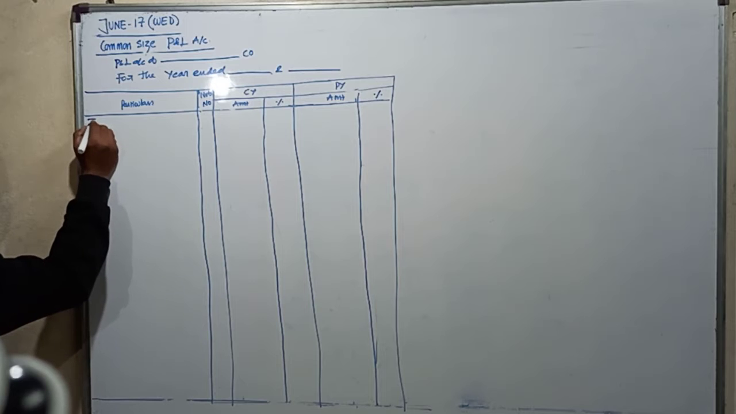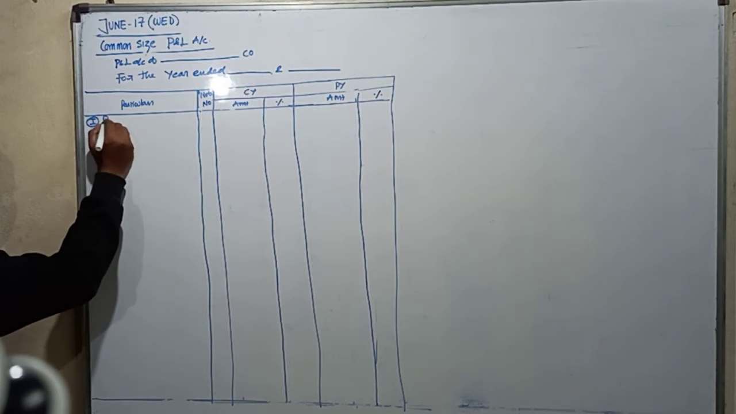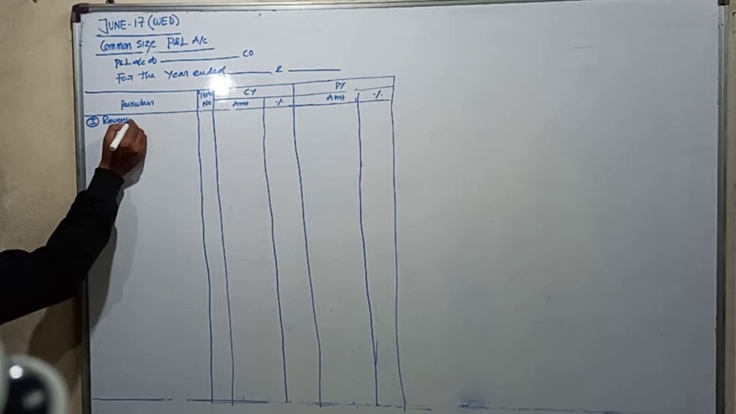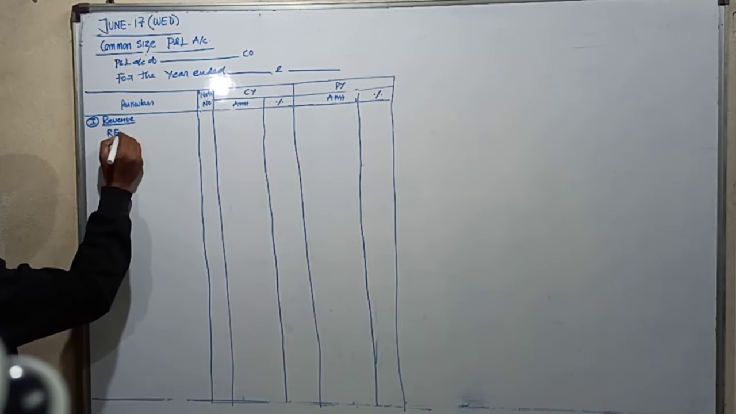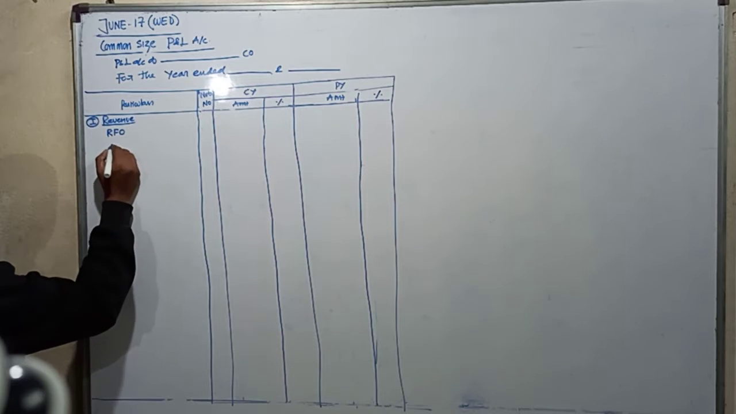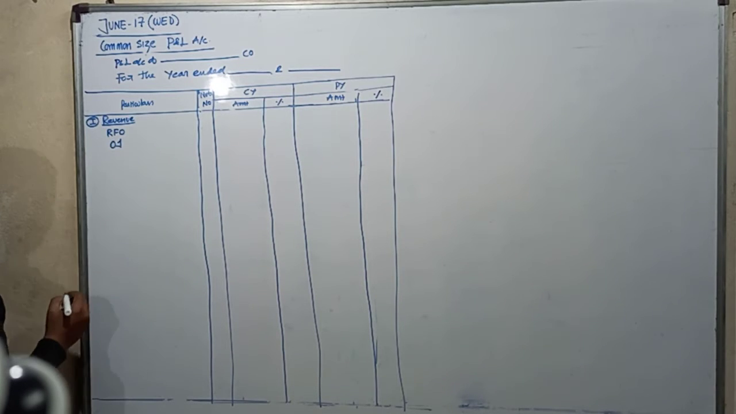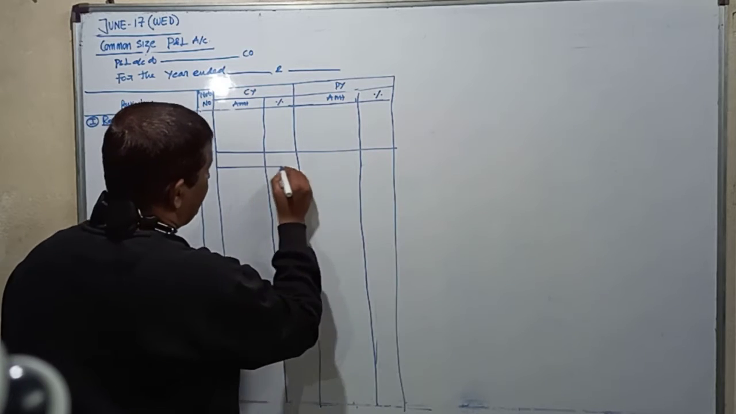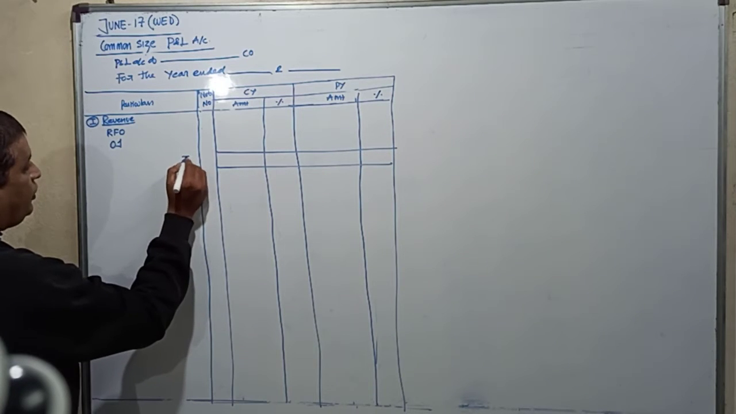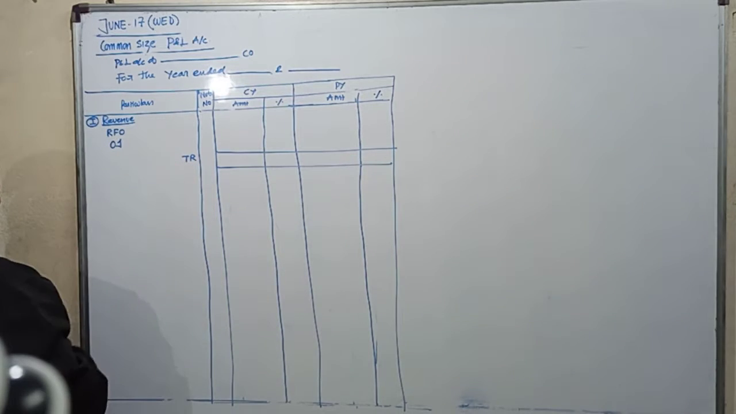So the first part in here is called revenue. Under this we have two things: revenue from operations and other income. That's how you will get total revenue.